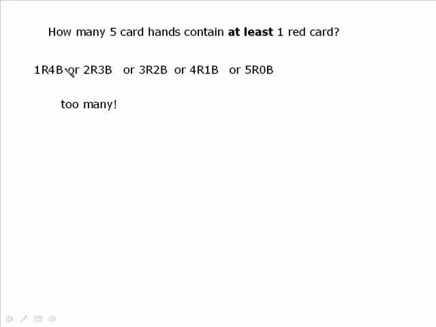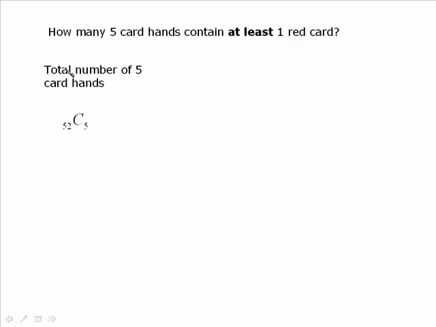So I would advise you to think about an indirect solution instead. And an indirect solution, remember, means that you look at the total number with no restrictions, and then you subtract away the ones you don't want. So for this question, the total number of ways to arrange these 5 cards with no restrictions, red, black, or anything, would be 52 choose 5. And the ones that we do not want, there's only one possibility.